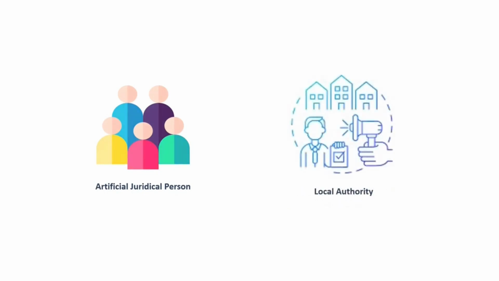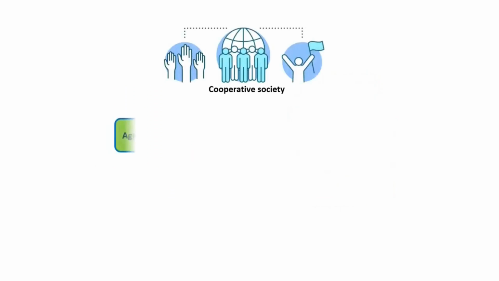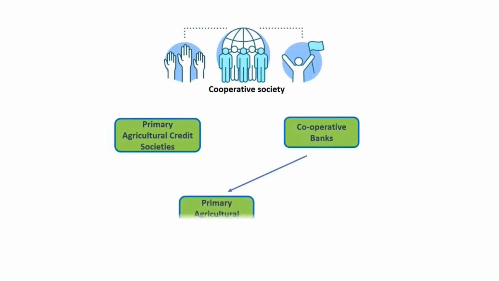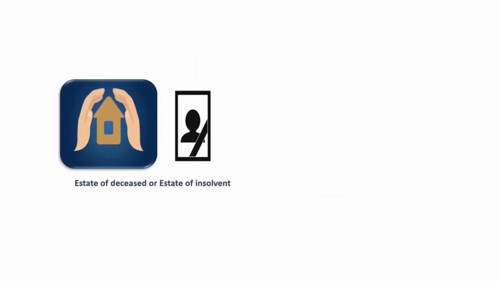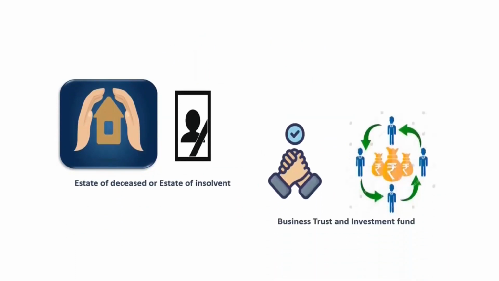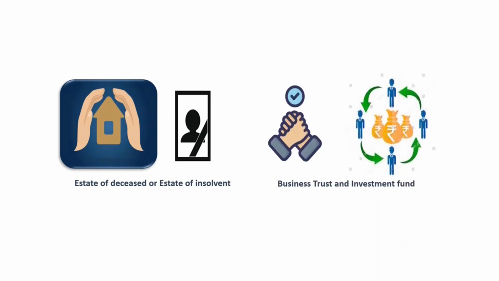Local authority, cooperative societies including primary agricultural credit societies, cooperative banks, cooperative bank other than primary agricultural credit society or a primary cooperative agricultural and rural bank can also file ITR 5. Form ITR 5 can also be used for filing income tax return for estate of deceased or estate of insolvent or business trusts or investment funds.